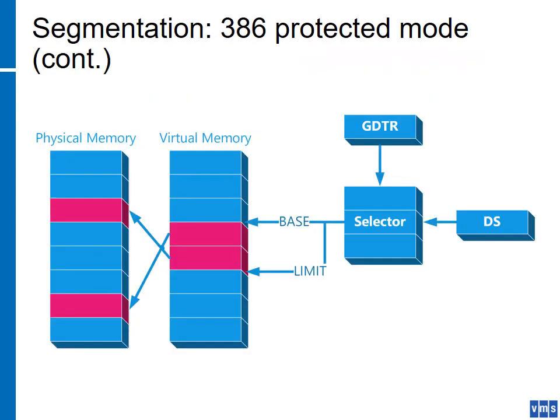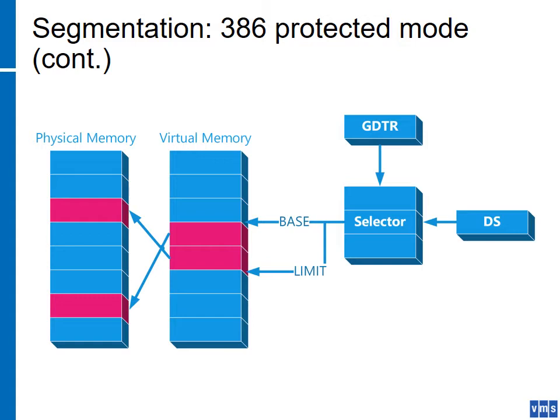The way it works is something like this. You have your GDTR, the register that points to the global descriptor table, the GDT. The GDT is a list of selectors, and your DS segment is now simply an index into that list. So it points at one of these selectors. The selector has a base address that points at a place in virtual memory, and it has a limit that says at so much, and that's where this segment ends. And then, of course, on top of that, you can have paging.